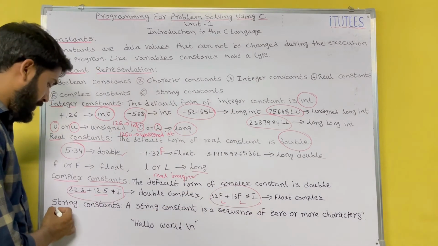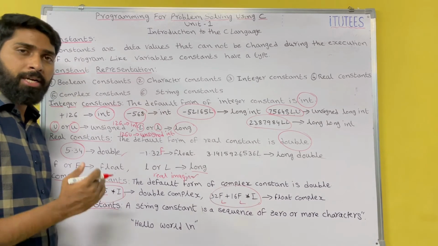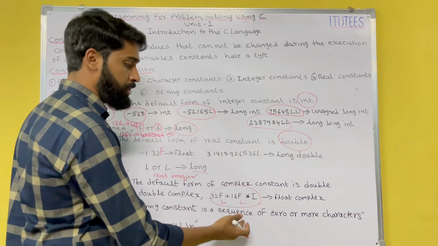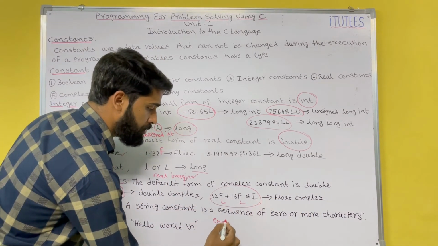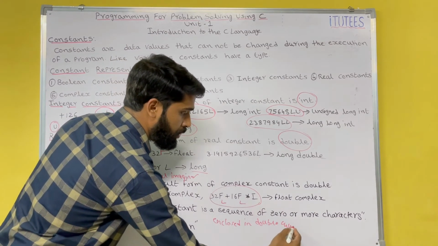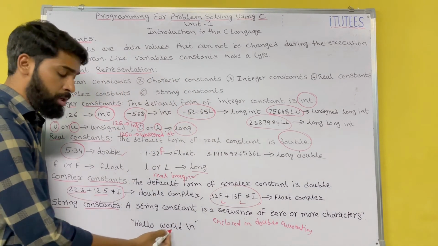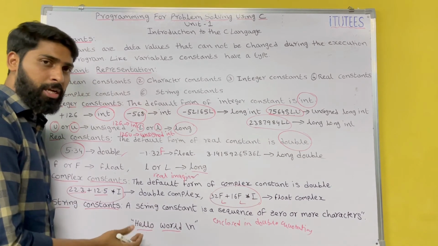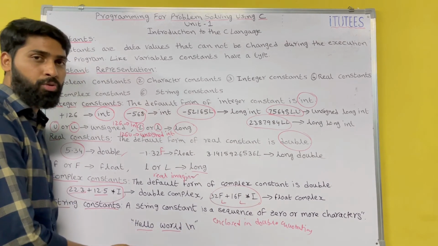So next one is string constants. Character constants, how can we represent them? In single quotation. And similarly the string constants are represented with double quotation. A string constant is a sequence of zero or more characters enclosed in double quotations. For example, double quotation "hello world\n". What does it mean? It prints hello world. So it's a group of characters, and \n is an escape character. \n means new line.